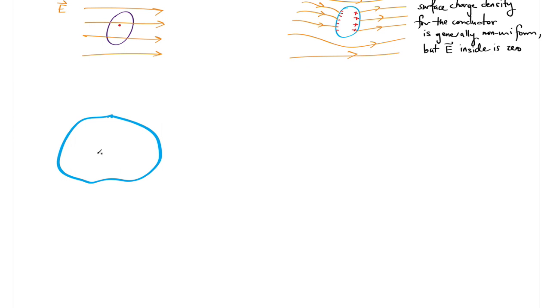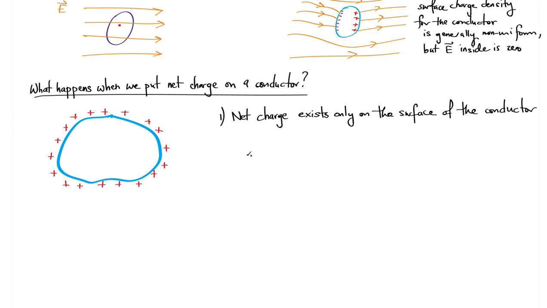So basically, you just follow exactly the same rules as we did for the neutral conductor. First of all, there is going to be no net charge inside the conductor, which basically implies that the net charge has to go onto the outside of the conductor. So let me write all this down. As I just said, the net charge exists only on the surface of the conductor.